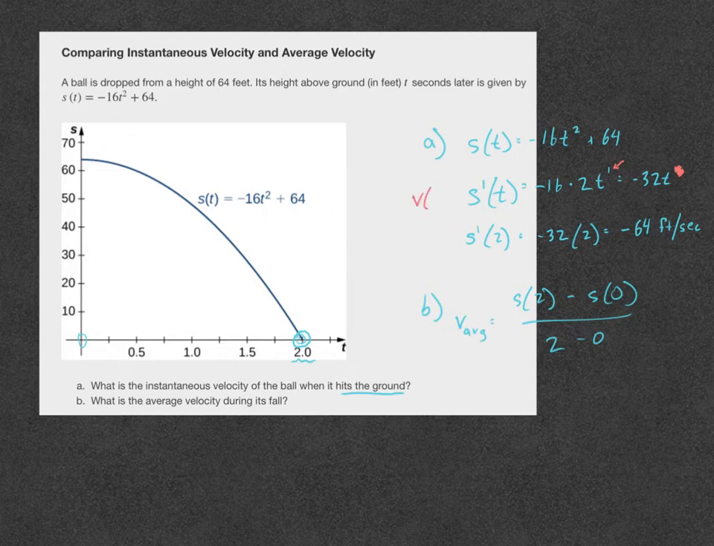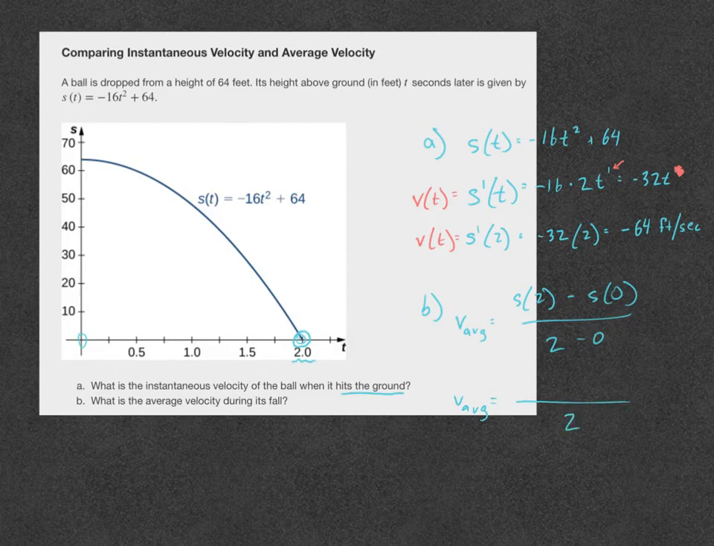So I'm going to write v of t equals. There we go, that looks a little bit better. All right, finishing up with our average velocity now, going back to part B. Sorry about the sudden distraction there. Our average velocity.